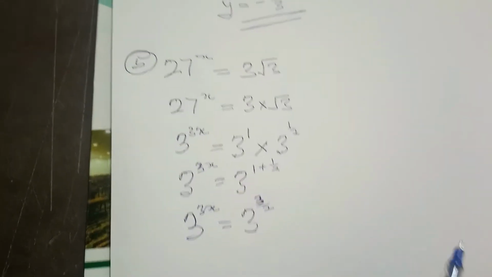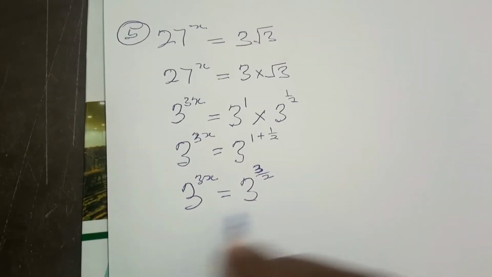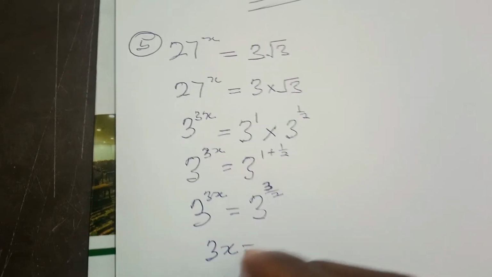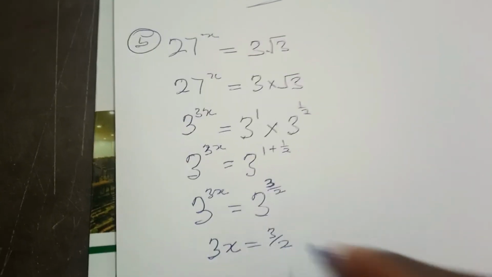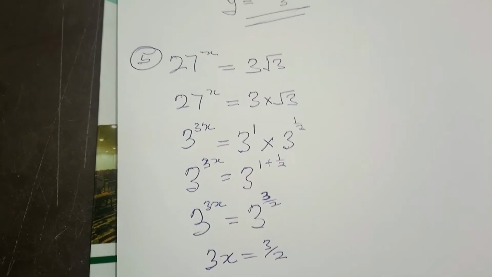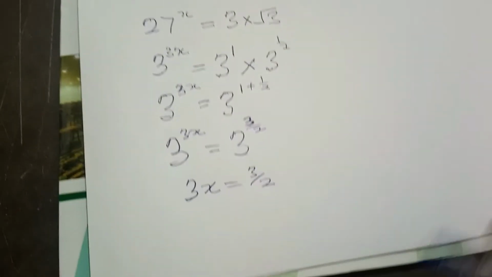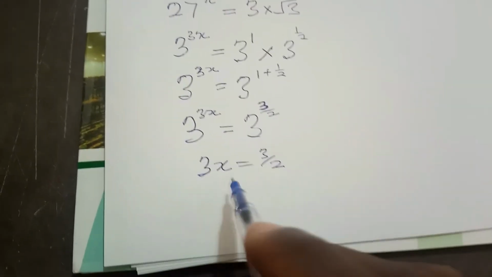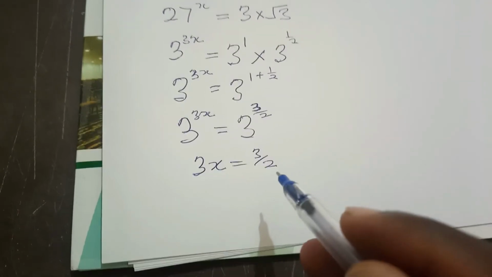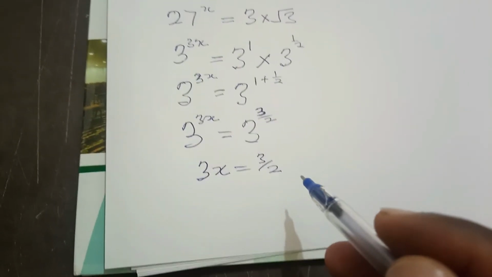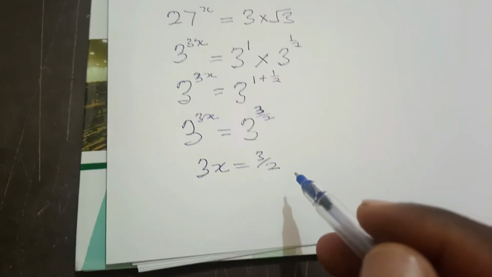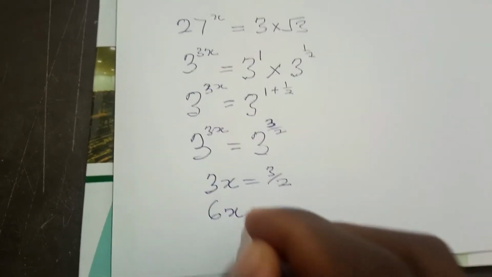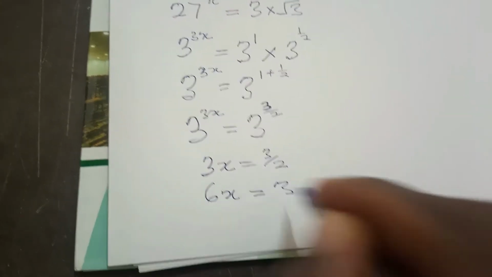3 over 2 when we add the exponent. Then here the bases are the same, so we equate the exponents. We are going to have 3x being equal to 3 over 2 because these two are the exponents. I'm supposed to divide through by the 3, but I know some people will be having challenges with that. So instead of dividing through, I'm going to make both of them whole numbers by cross multiplying these two, to come and multiply the 3 here to give us 6x being equal to 3.